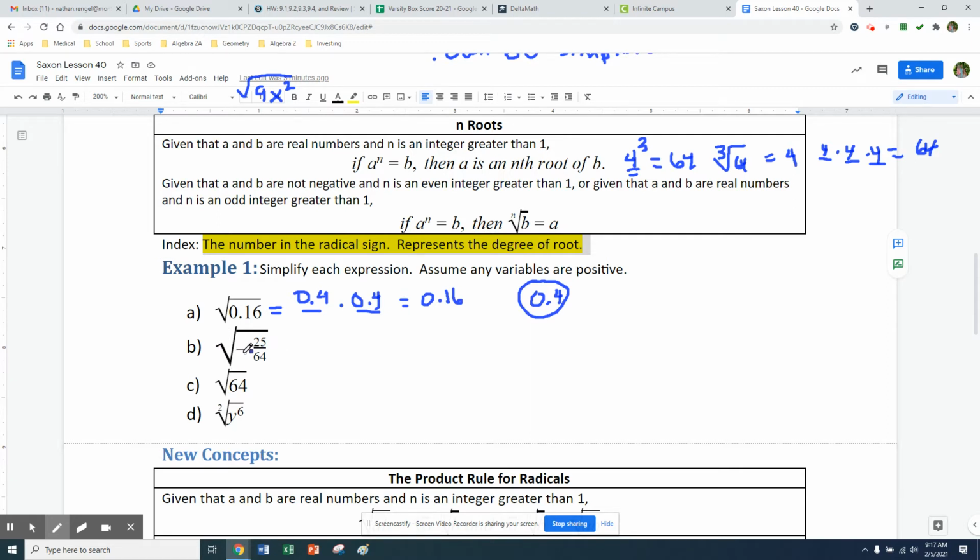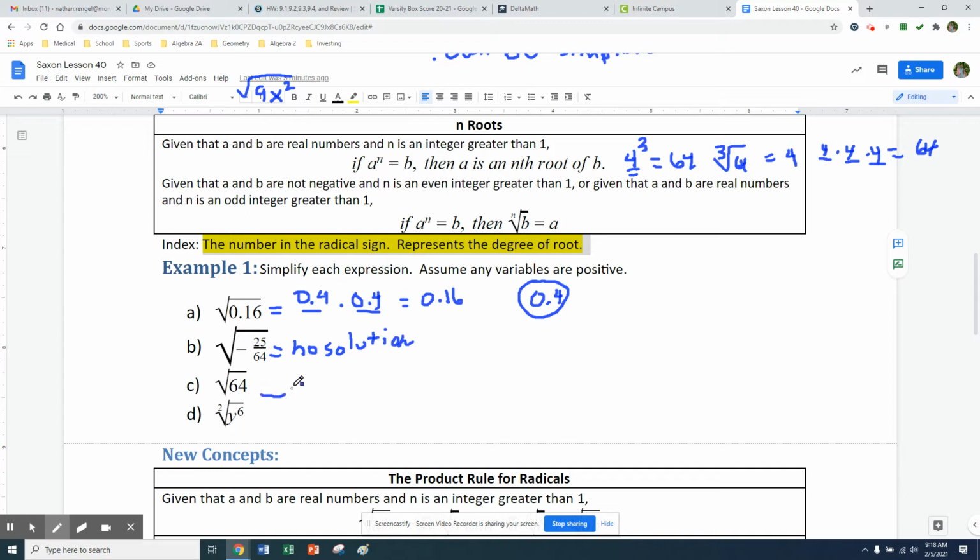Next, we have the square root of negative 25 over 64. Now, mathematically, there's no way that we can multiply a number by itself and get a negative, because when you multiply a positive times a positive, that's a positive, or if you multiply a negative times a negative, that's still going to be a positive. So this one is just going to be no solution, or you could say not possible, anything like that. No solution to that one.